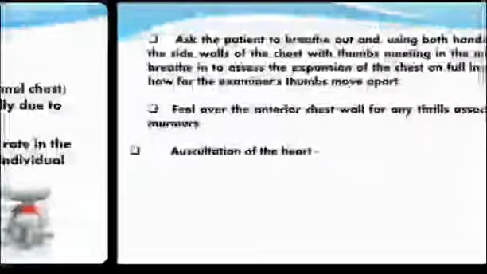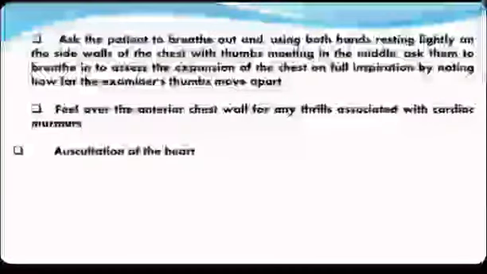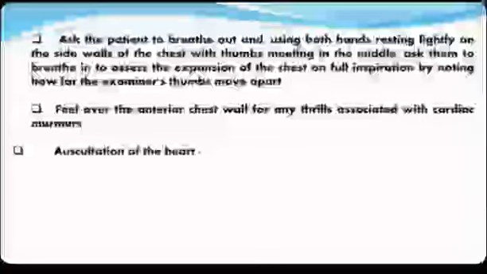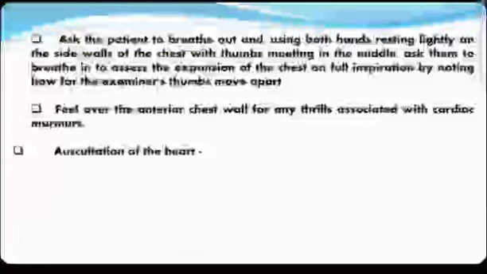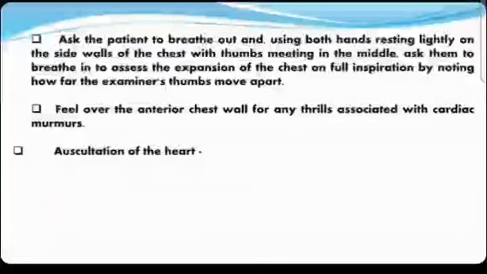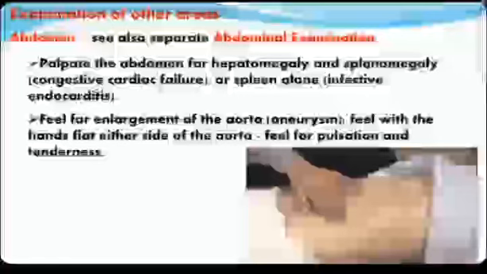Ask the patient to breathe out, and using both hands resting lightly on the side walls of the chest with thumbs meeting in the middle, ask them to breathe in to assess the expansion of the chest. At full inspiration, note how far the examiner's thumbs move apart. Feel over the anterior chest wall for any thrills associated with cardiac murmurs. Auscultation of the heart, etc.